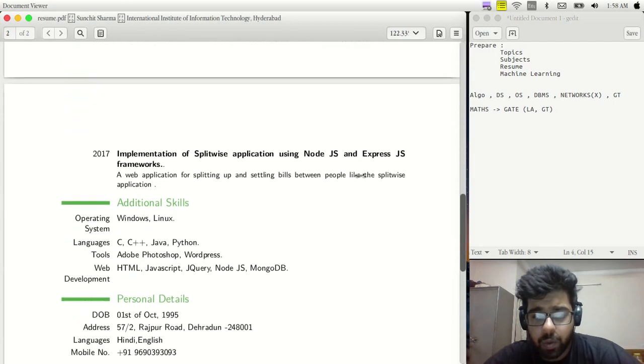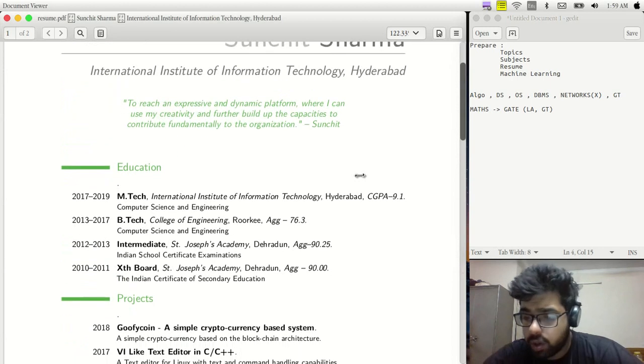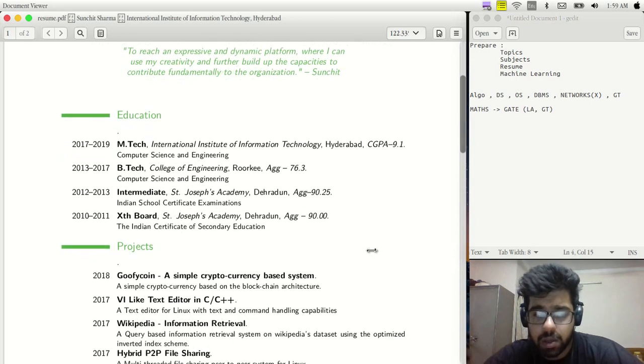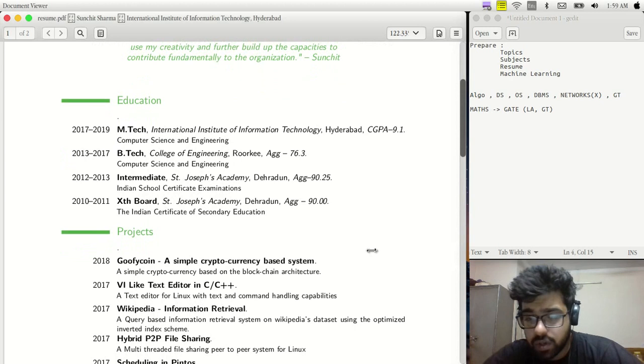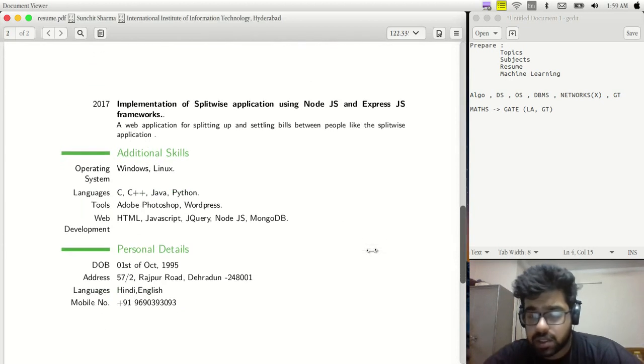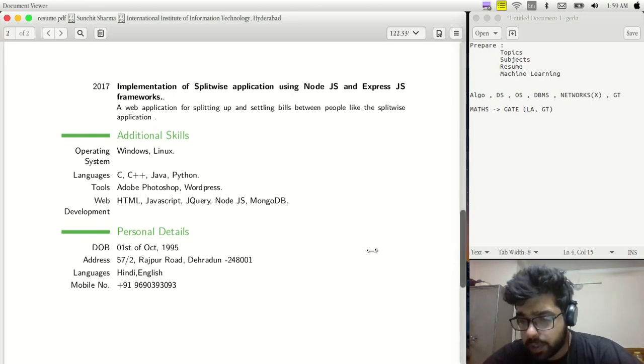For the resume, I would like to wind up by saying include your education. If you've got good percentages or aggregates, do mention them. If you have really bad aggregates, don't mention them. They might ask your GATE score. If you've got a good GATE score, mention it on your resume. Mention your projects, the subjects in which you have a command, your skills, like whatever languages and tools you use, and your personal details.